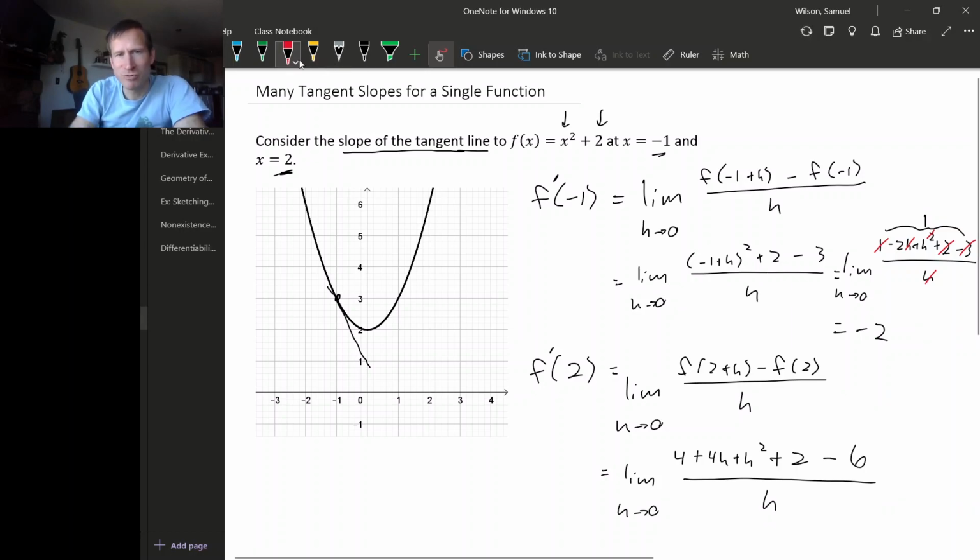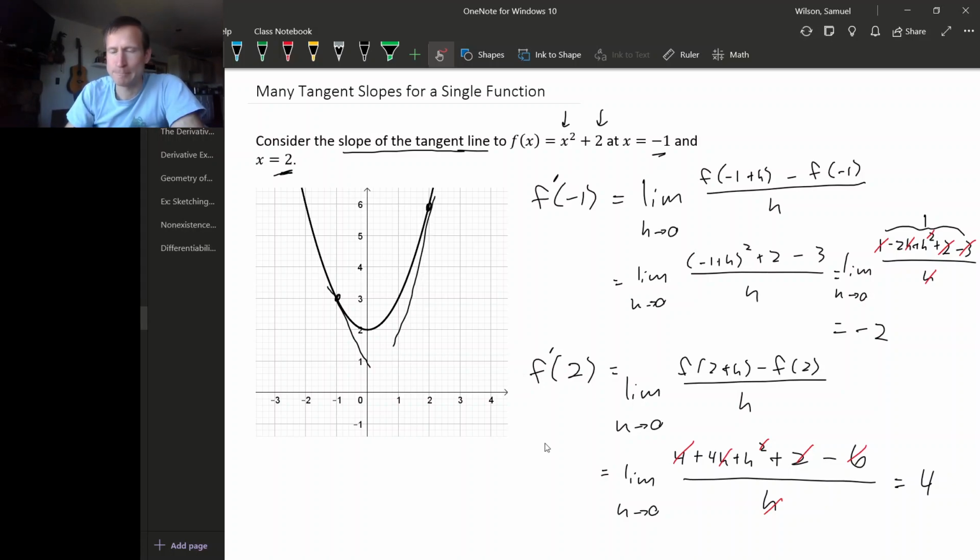And then when we do the algebra to simplify, 4 plus 2, that's 6, minus 6, so those all cancel. Now everything in the numerator has a common factor of h with the h in the denominator, so we can cancel a factor of h. The remaining stuff is a polynomial in h, and polynomials are continuous at 0 in particular. So we can just plug in 0, and we get 4. And sure enough, it looks like the slope here is about 4, right? Tangent slope, about like that.